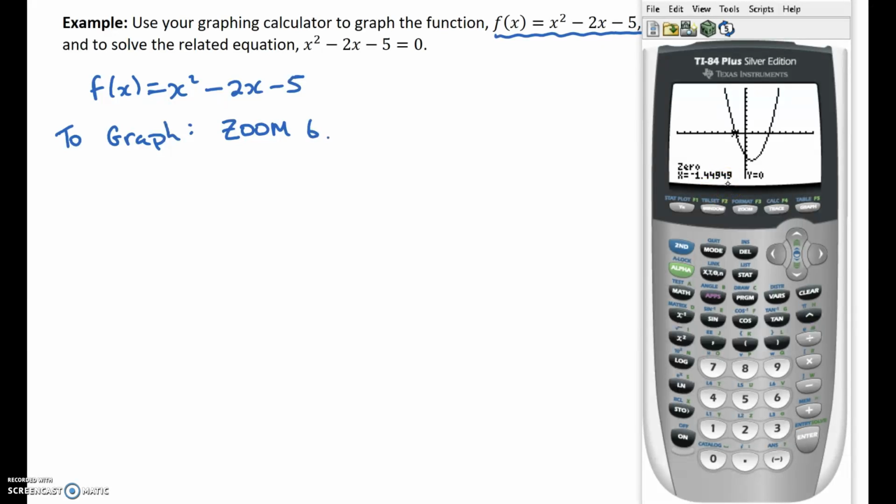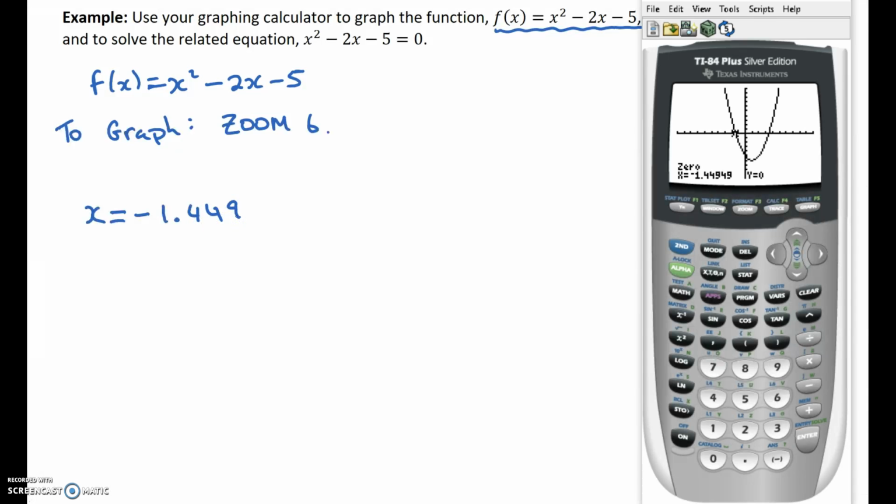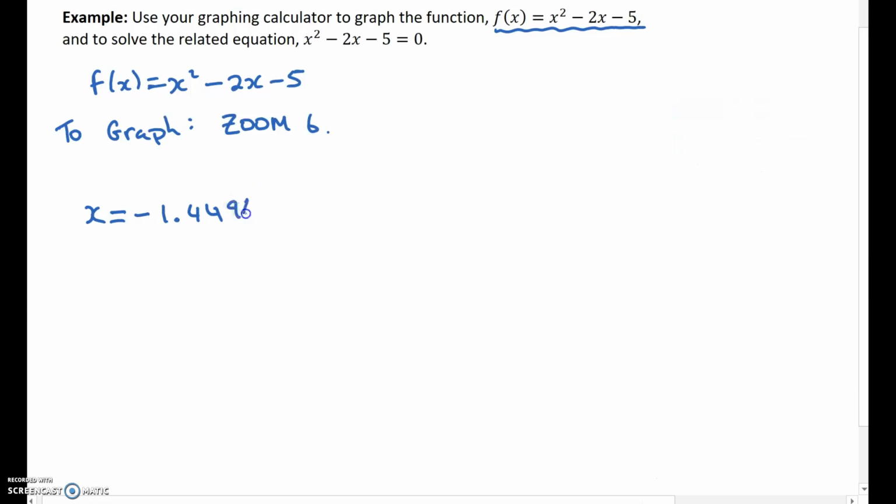So x equals negative 1.44, I think it was 94, was it? 949. So that's one of the answers.